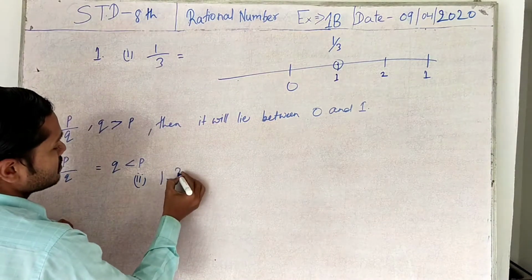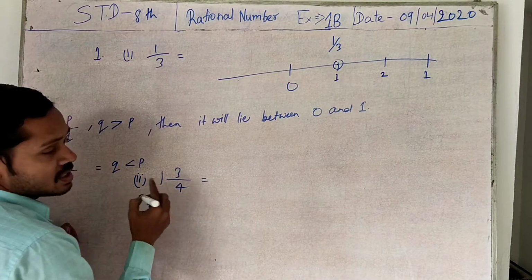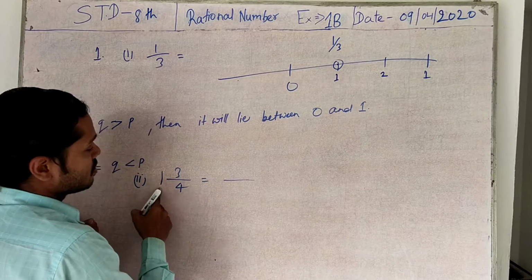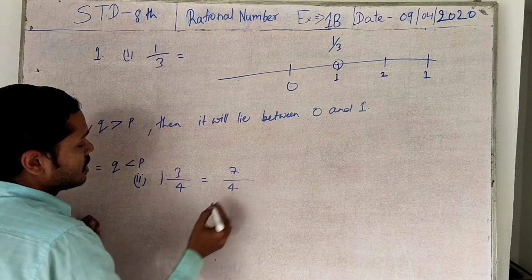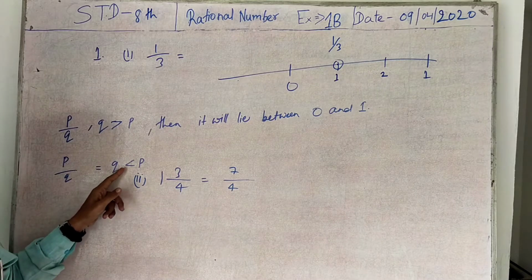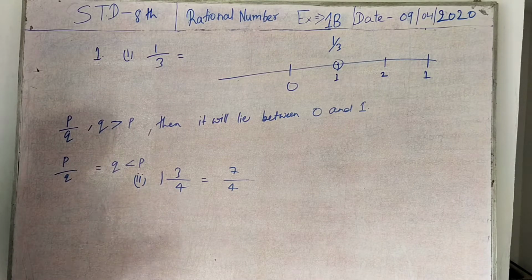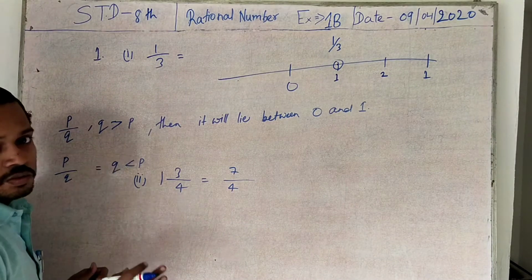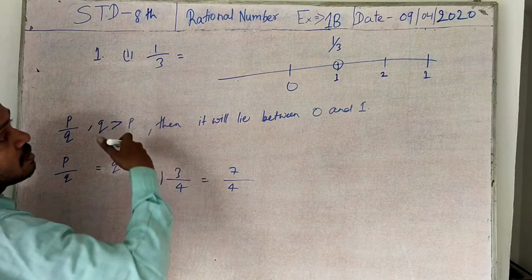1 whole 3 by 4. First of all, this is a mixed fraction. You have to change the mixed fraction into an improper fraction. 4 times 1 is 4, 4 plus 3 is 7, so 7 by 4. Now look at what it is: P by Q, Q is less than P.